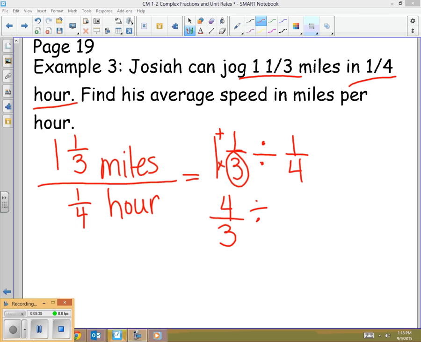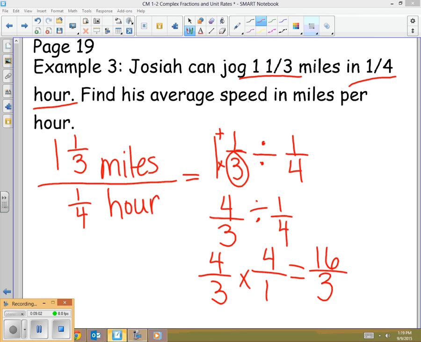4/3 divided by 1/4. Now you can continue to solve by multiplying by the reciprocal. Instead of 1 over 4, the reciprocal is the opposite, 4 over 1. Multiply straight across. 4 times 4 is 16. 3 times 1 is 3. 16 over 3.